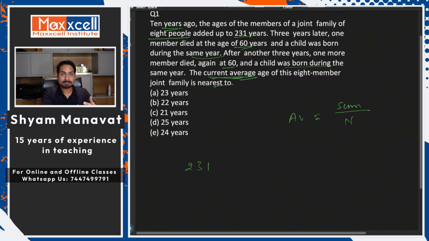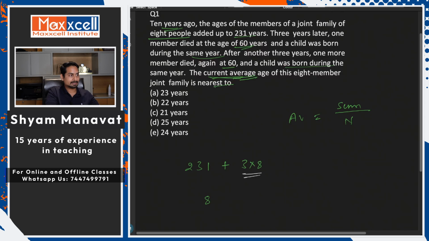After 3 years, now you need to understand this. After 3 years, so there are 8 members in the family. Every person will age by 3 years, in 3 years, right? So the total increase, or rather the increase in the sum of age here, will be 3 years of each of these 8 members. Did you understand this part? This part is important. Did you understand this?